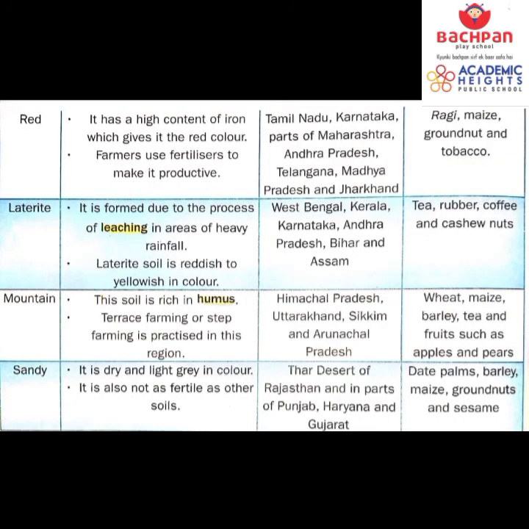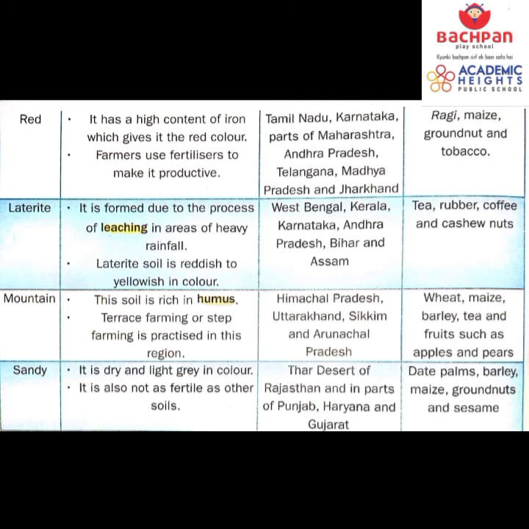So dear students, now it is a time to talk about the mountain soil. Mountain soil is rich in humus, and humus is a topmost layer of a soil. You know it very well. Here in this type of a soil, terrace farming or the step farming is practiced, because generally in the hilly areas we find this type of a soil. We find it in the areas like Himachal Pradesh, Uttarakhand, Sikkim and Arunachal Pradesh.